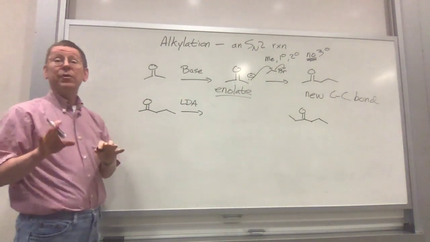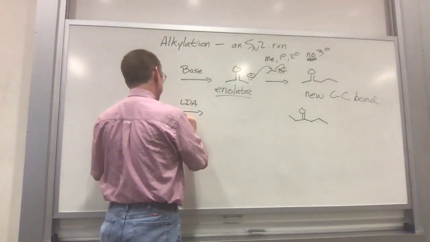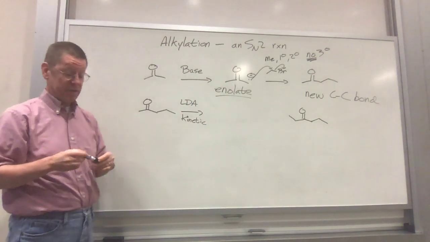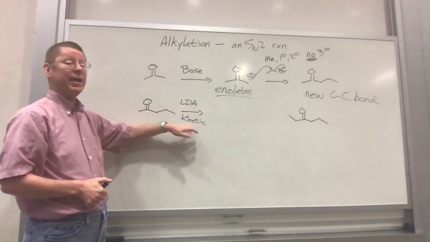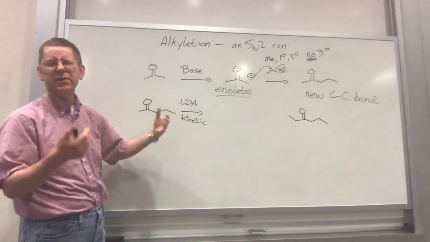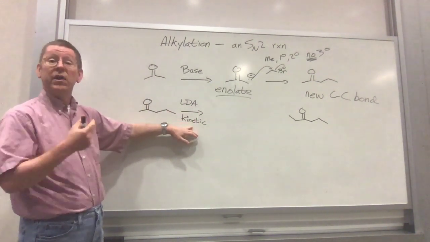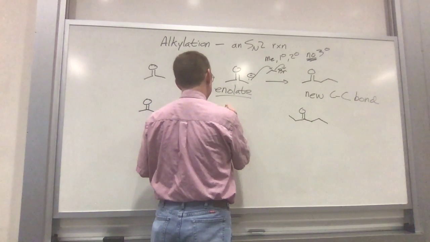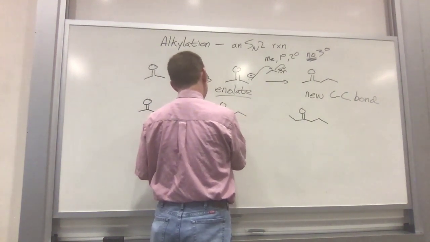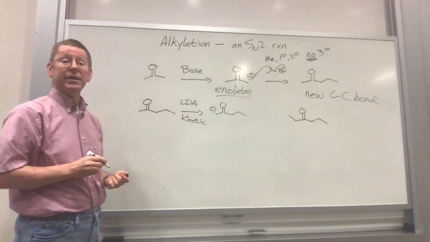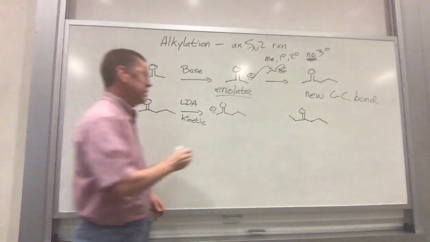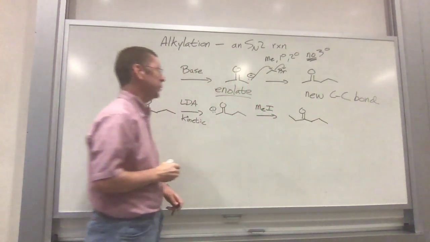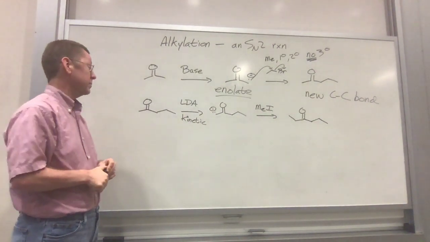Now, I'm going to allow you to get away with just saying LDA and then kinetic for this. Oftentimes, you'll see it will say LDA, minus 78 degrees, aprotic, something like that. Those all go along with it being a kinetic enolate. So, knowing that, there's my kinetic enolate. Now, I just need to add one carbon. So a methyl with a leaving group on it, that will get me to my product.